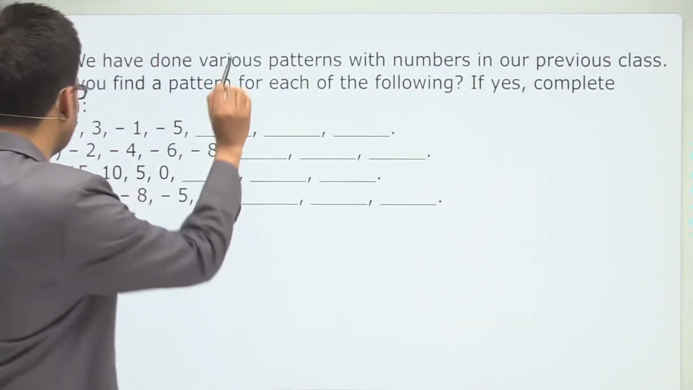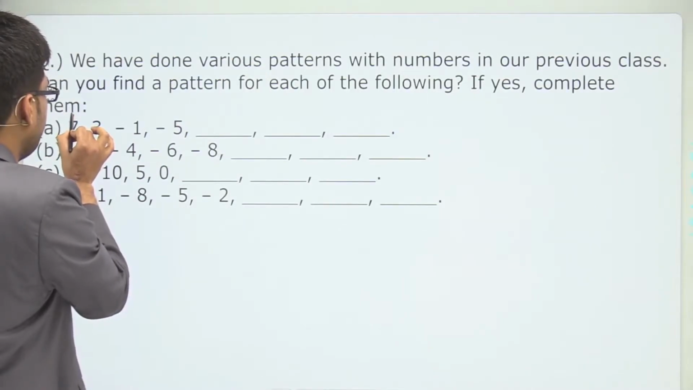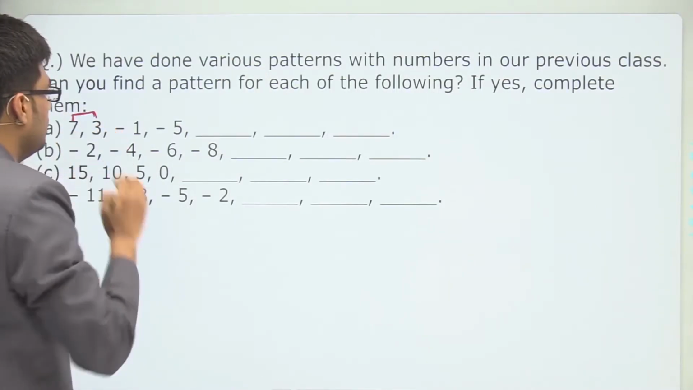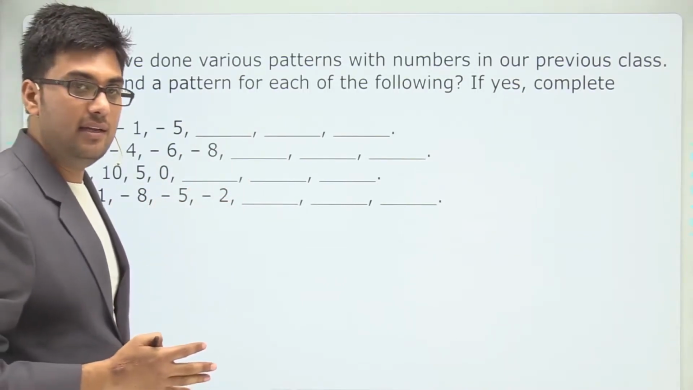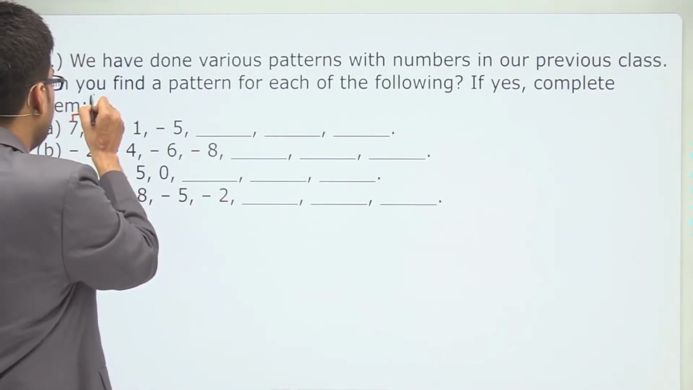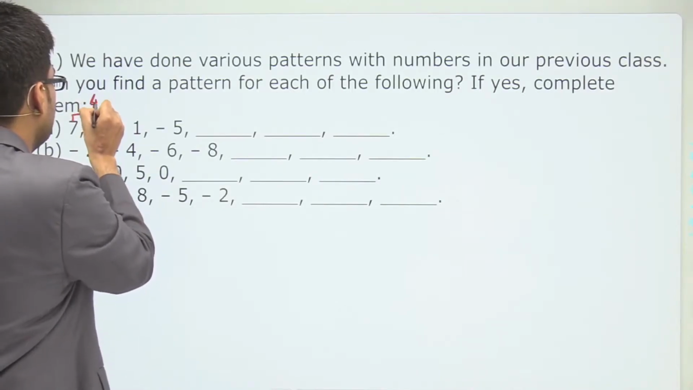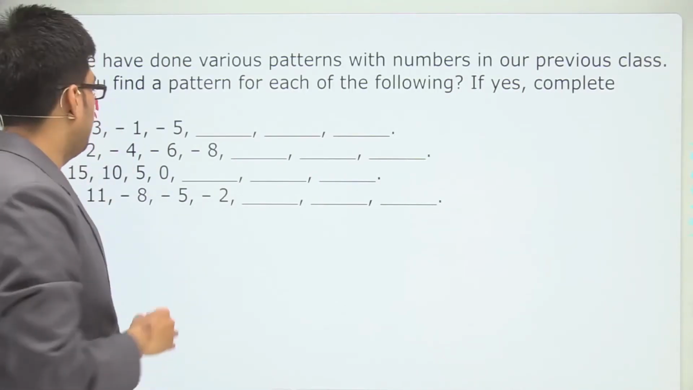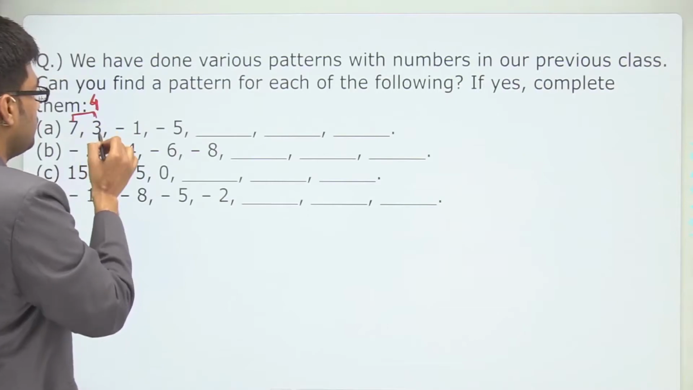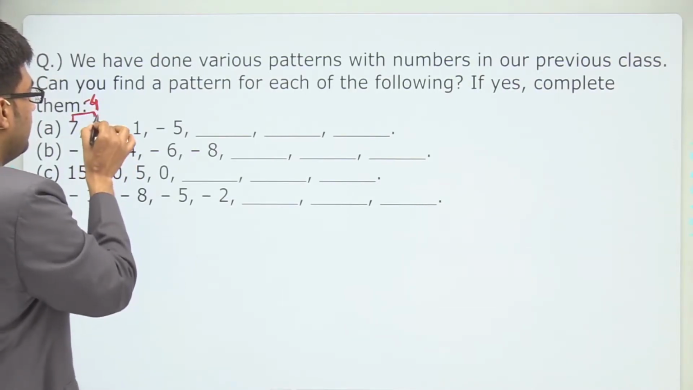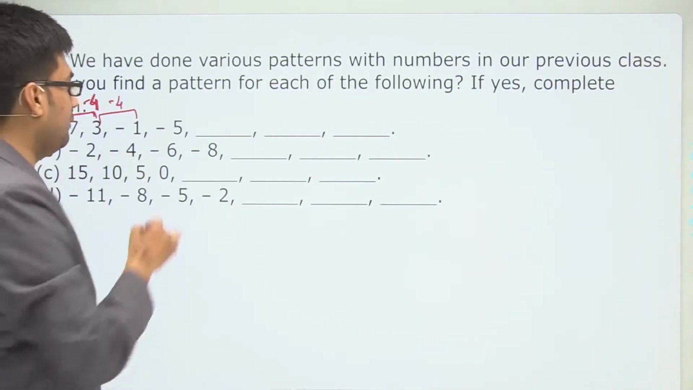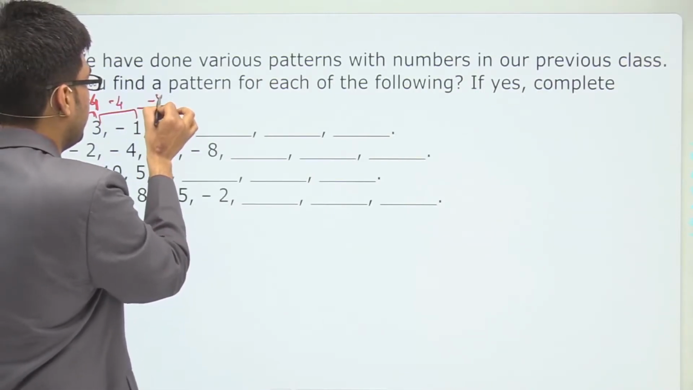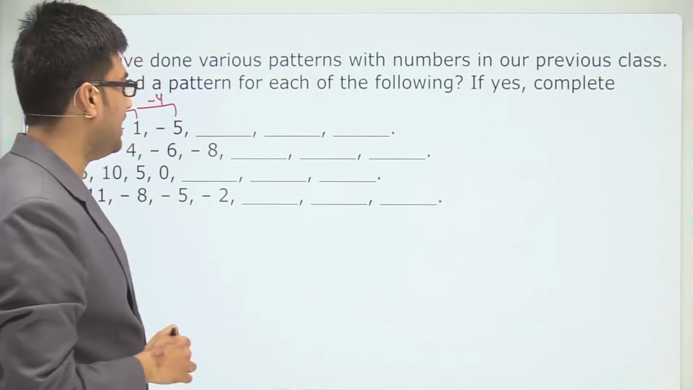Here in this sequence we have a few patterns. So when we observe, students, what will we get? 7 and 3. If we move to the left of the 7, we will get 3. When we jump 4 toward the left, 7 minus 4 is 3. 3 minus 4 is minus 1. And minus 1 minus 4 is minus 5.